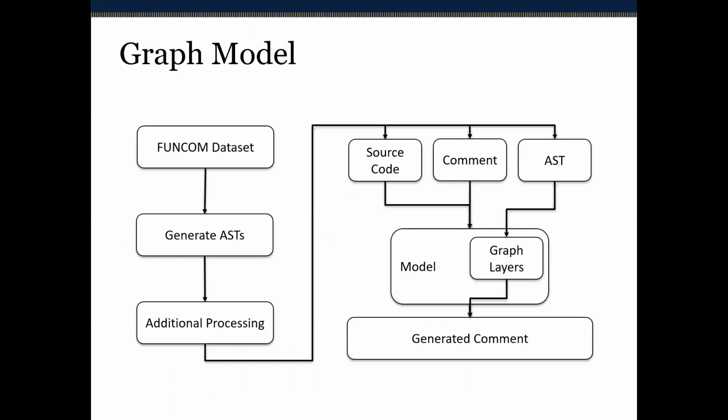Here is a high-level overview of our project. We follow a standard machine learning pipeline where we start with a dataset. In this case, we used our FunCom dataset, which I will discuss in the next slide. We then generate our ASTs and do some light additional processing. Next, we train our model and run automated evaluation metrics. When comparing our approach to previous graph-based approaches, the major difference in contribution is that we found that having separate inputs for the source code sequence and AST improved the performance over combining them into a single input.